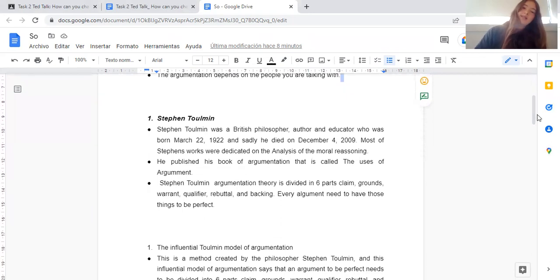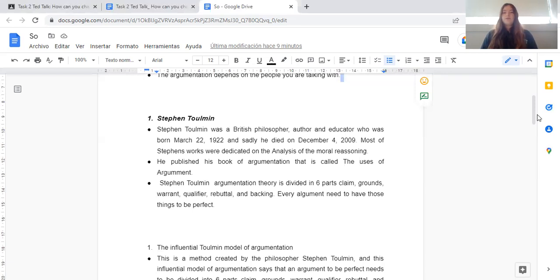Later on, it's Stephen Toulmin. Stephen Toulmin was a British philosopher, author, and educator who was born on March 22 of the year 1922, and very sadly, he died on December 4, 2009. Most of his works were dedicated to the analysis of moral reasoning, and he published the work he's known for, his book called The Uses of Argument. In this book, he explains the theory of argumentation that Stephen created.